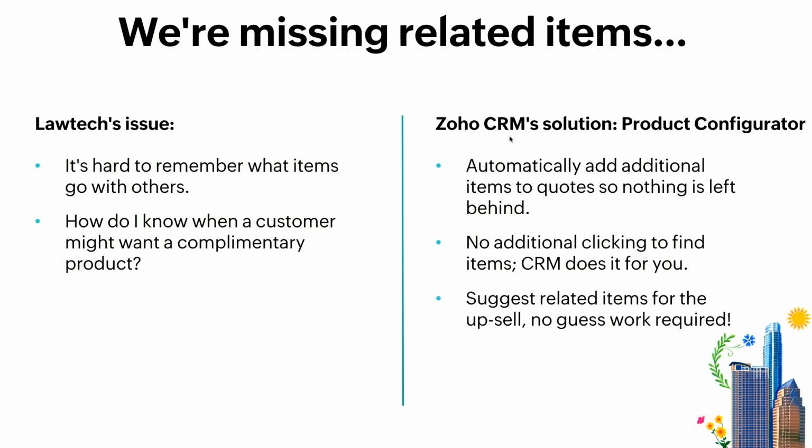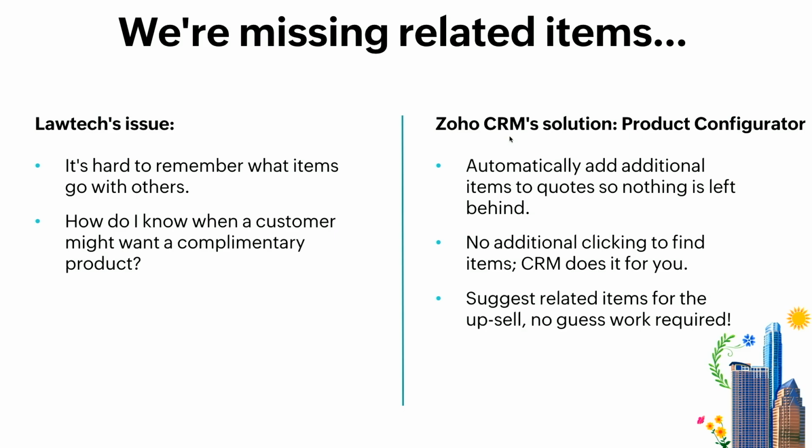So CRM's solution to that is the product configurator. You can automatically add items to quotes so that nothing gets left behind on those. The cool part about it is the whole process is essentially automated. You don't have to do any additional clicking to find those. It will remember what you've set the rules up for and then add those mandatory items. Not only will it add mandatory items, it'll add suggested items as well. So there's no guesswork in it.